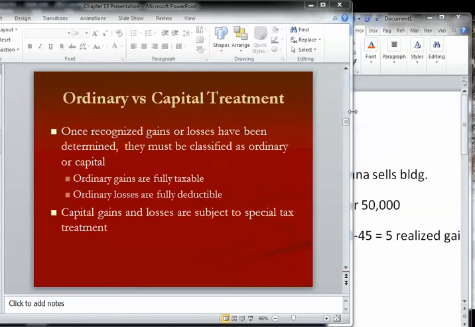There's ordinary asset treatment and capital treatment. Ordinary gains and losses is the default classification. The gains are fully taxed as regular income, and then losses are fully deductible. When it comes to capital gains and losses, they have special tax treatment in our code. So we'll look at the capital gains and losses first.